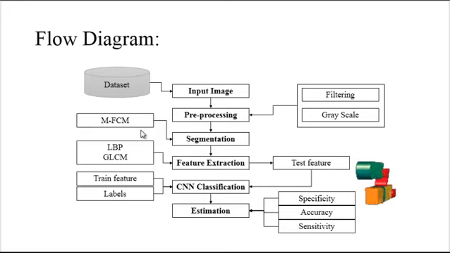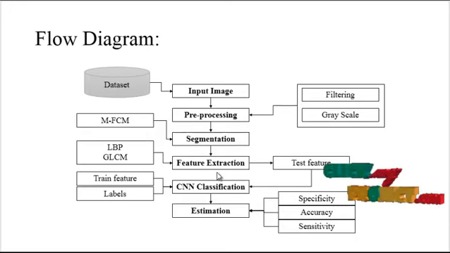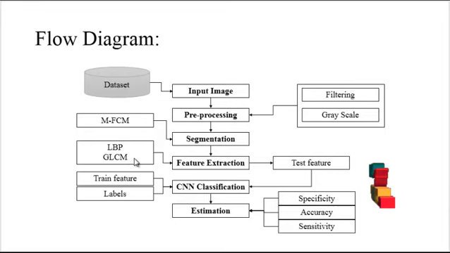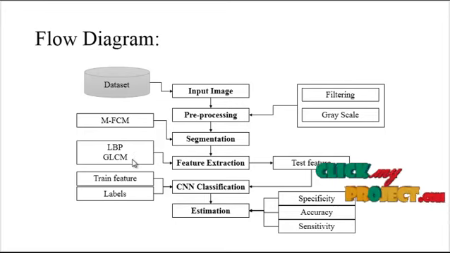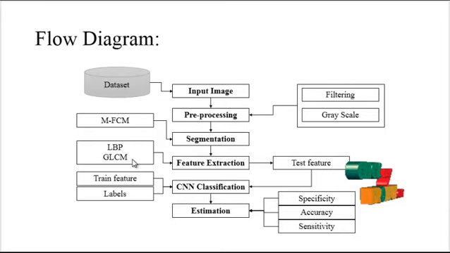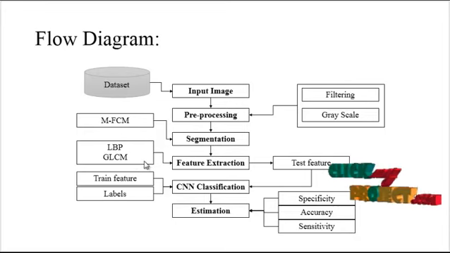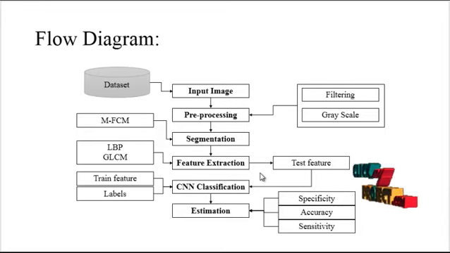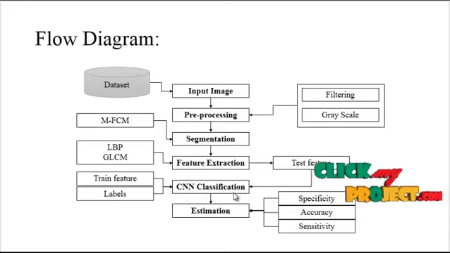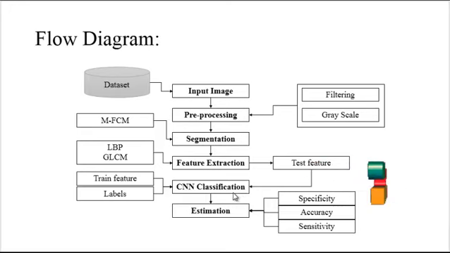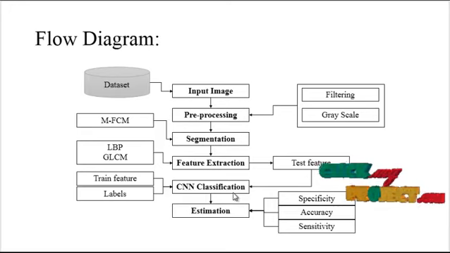After segmenting the region of interest, the feature extraction will be carried out. In this feature extraction method, we generate the test feature by means of two feature extraction methods, LBP and GLCM. LBP stands for local binary pattern, and GLCM stands for gray level co-occurrence matrix. By using these two algorithms, we concatenate the features of both to form the test feature. After generating the test feature, the CNN classification is applied to classify whether the input has a lesion or not, and if a lesion is present, which kind of lesion it is.